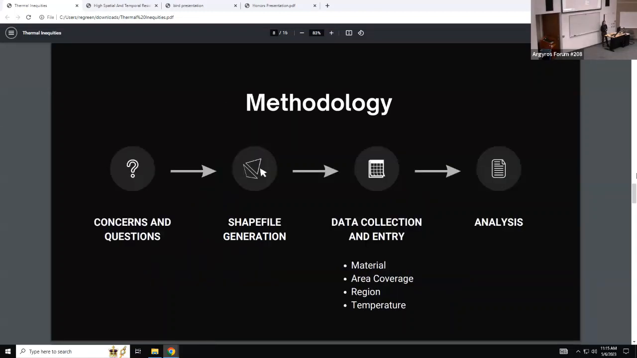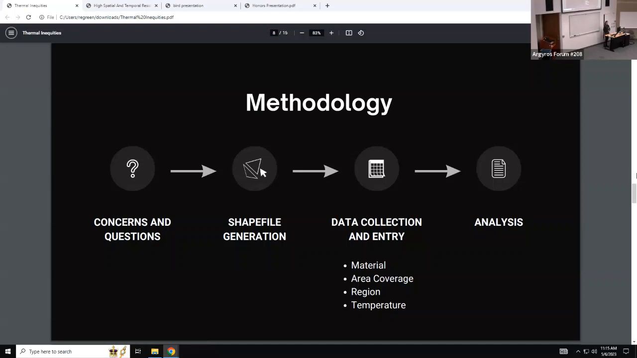So my methodology started with, as I mentioned, learning about the concerns and questions of community members, and then translating that into research. I had to create a shapefile basically, and that has all the boundaries of these different recreational spaces. For that, I had to adapt a pre-existing shapefile from LA Sanitation and add in additional recreation spaces such as golf courses, and then take each of those spaces and break them down manually by material, which I will admit takes a really long time.